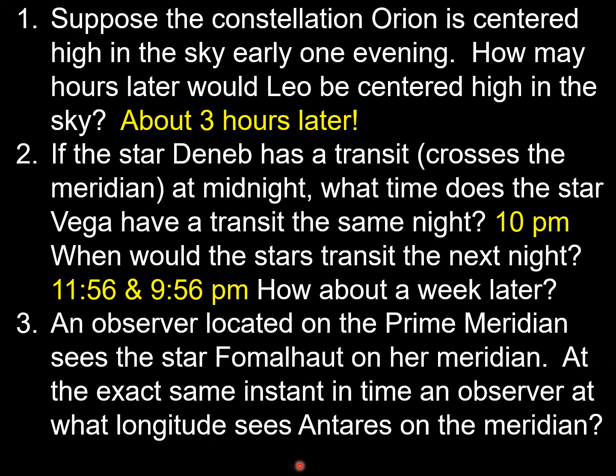Now let's look at this last question. An observer is located on the prime meridian. That's a place on Earth. And they see the star Fomalhaut on the meridian. So she's looking at the meridian and she sees Fomalhaut. Some people say Fomalo, so that one I'm not sure how to pronounce. At the exact same instant in time, an observer at what longitude sees Antares on the meridian? That's another one sometimes people say differently. Antares, some people say Antares. Doesn't really matter. So let's look at our chart, see if we can figure out the answer to this one.